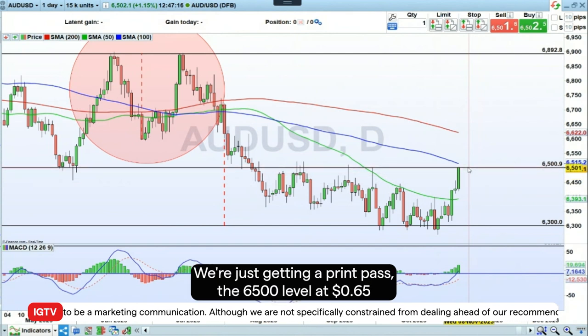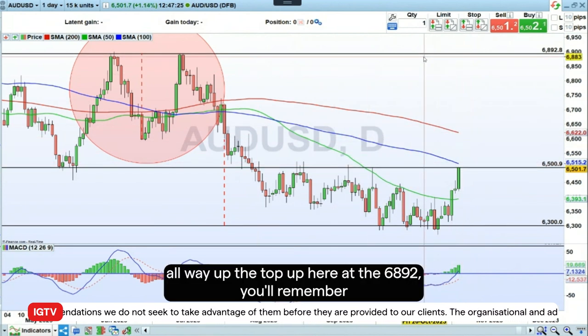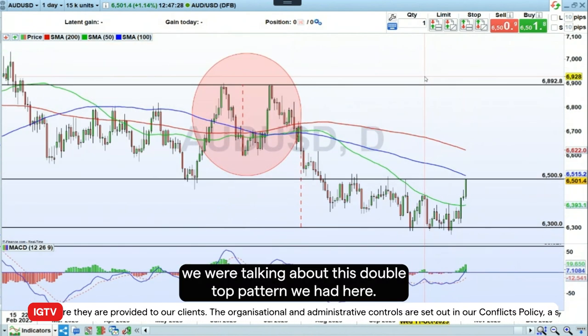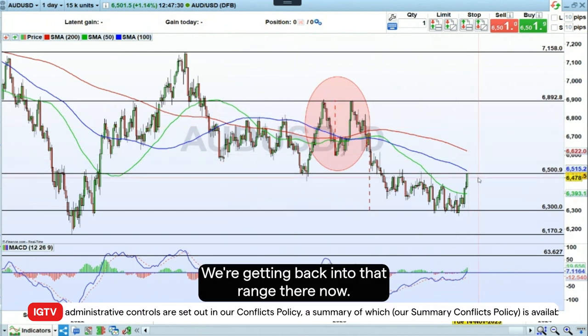As I speak, we're just getting a print past the 6,500 level, that's 65 cents. And if we get a candle close beyond there, there's then not much stopping it all the way up to the top up here at the 68.92. You'll remember we were talking about this double top pattern we had here. We're getting back into that range there now.